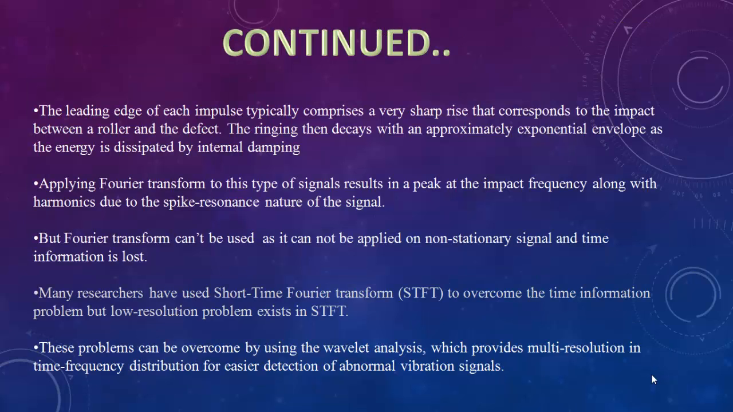The leading edge of each impulse typically comprises a very sharp rise that corresponds to impact between a roller and the defect. The ringing then decays with an approximately exponential envelope as the energy is dissipated by the internal damping. Applying Fourier transform to this type of signal results in a peak at the impact frequency along with harmonics due to the spike-like resonant nature of the signal. But Fourier transform cannot be used as it cannot be applied to non-stationary signals and the time information is lost.